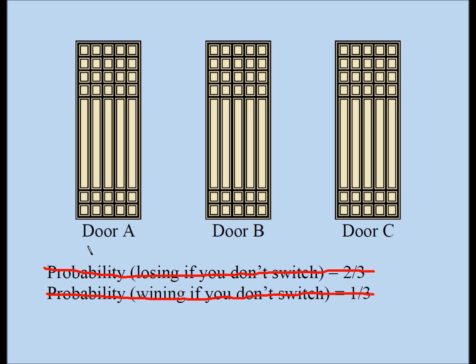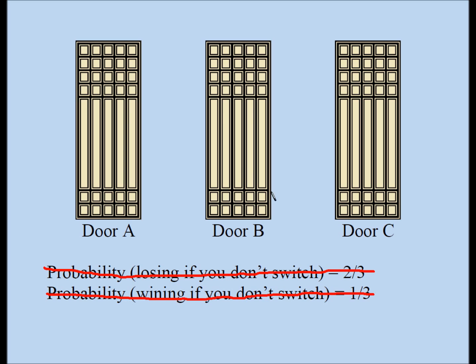Let's say you land on the car the first time around. 1 out of 3 times you're going to land on the car, and the host will open one of the doors that's empty, and if you switch, you're going to lose your car because you already had your car and you switch to the other empty door, so you're going to lose the game. So 1 out of 3 times you're going to lose because of the switching.